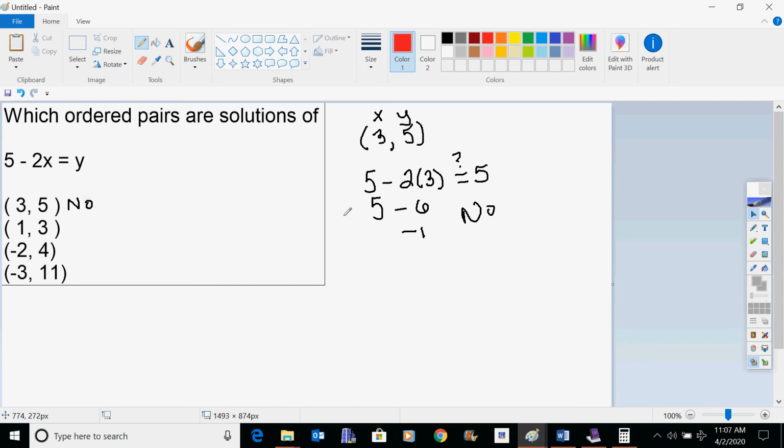Let's take a look at 1, 3. Finding out if this is a solution. X here, y here, because every ordered pair has an x and a y. So I'm checking to see, does 5 minus 2 times 1 equal 3? Well, let's see. 5 minus 2, hey, that does equal 3. So yes, this one's a solution. Yay, this one's a solution.